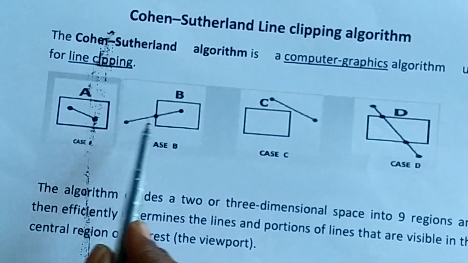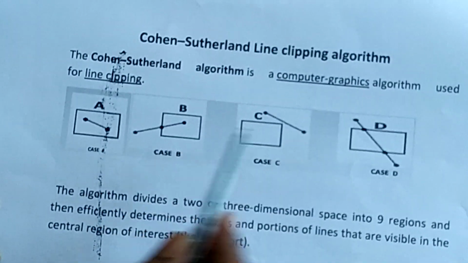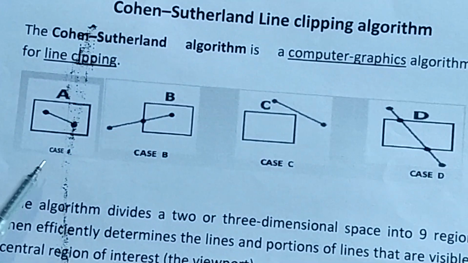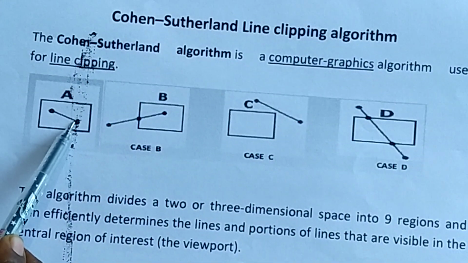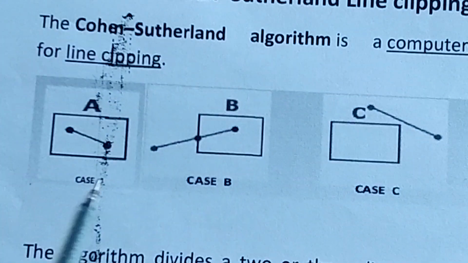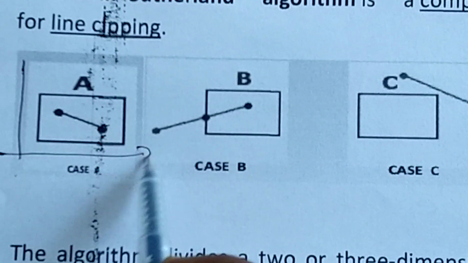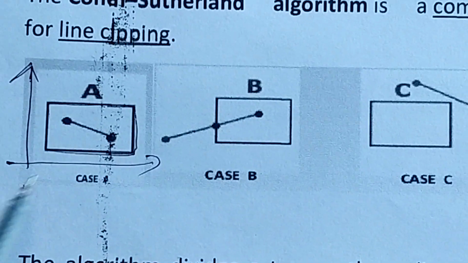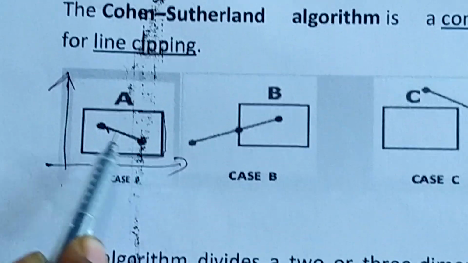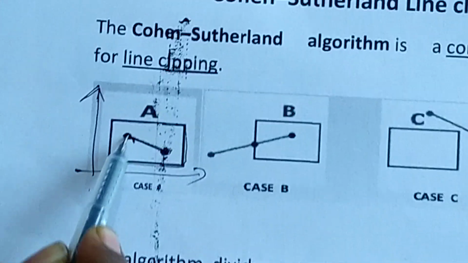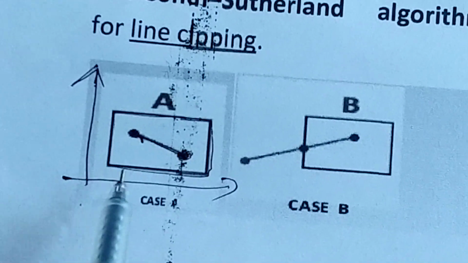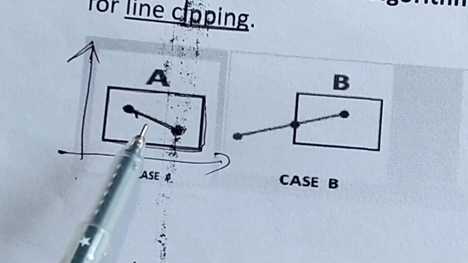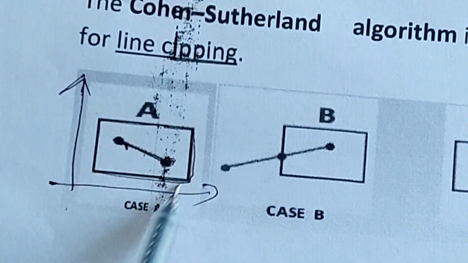Suppose we take four cases. In these four cases, we have a clipping window and a line segment. In case A, we see the position of a line segment in the XY plane. In this XY plane, we have a clipping window. In this clipping window, in this example, we have a line segment, right? This line segment completely resides inside the clipping window. So we don't want to do line clipping in this case, because the line is completely visible inside the clipping window.